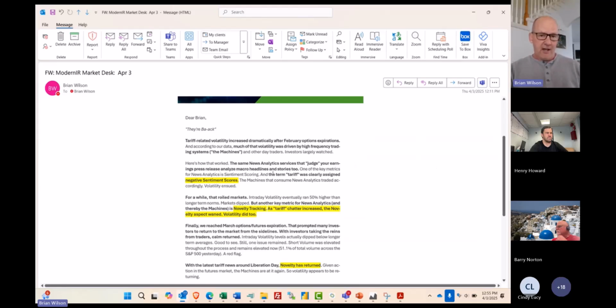So this first part that I highlighted, when we first started to get some of the tariff related news coming out of February, options expirations, they were assigned negative sentiment scores. The market then responded. It started moving lower.